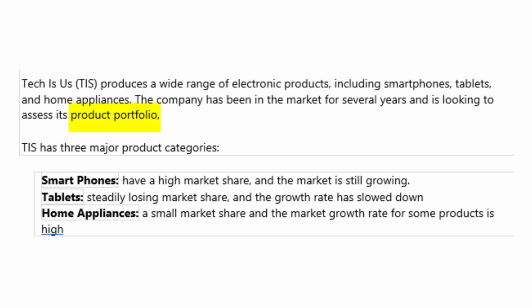So the first thing I would do with this question is, the first thing I would notice are the words or the expression product portfolio. And as soon as I think about product portfolio, then I would think about assessing the product portfolio. And if I think about assessing the product portfolio, then I would think about the Boston Matrix. So then I can begin bringing in the Boston Matrix. I can describe the Boston Matrix in general terms, and then I can show, looking at this company TIS, where their products maybe fall into the Boston Matrix.